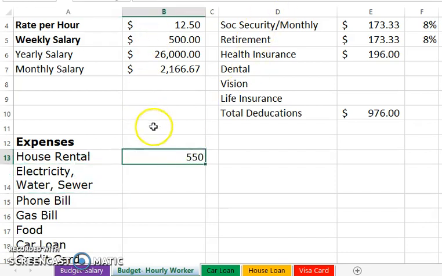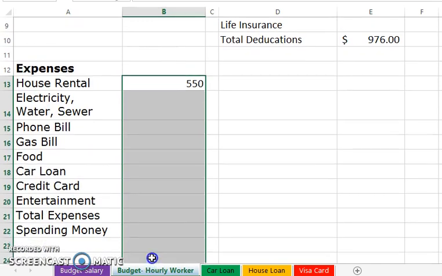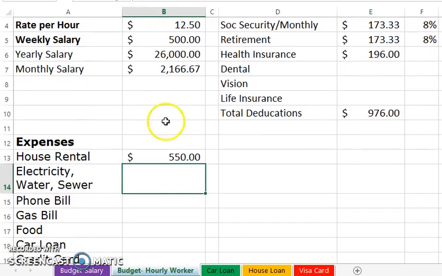And let me highlight all these. These are all going to be dollar signs, so I'm going to put dollar signs on the whole column there. Water and sewer is going to be probably, if he's in an apartment, 85. My daughter's was actually 120. I'll put it up to 120.